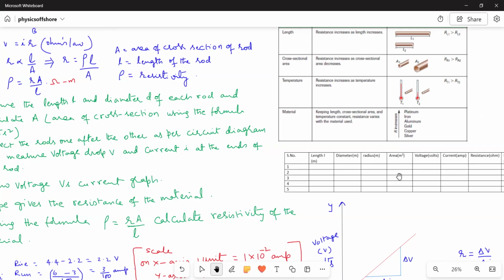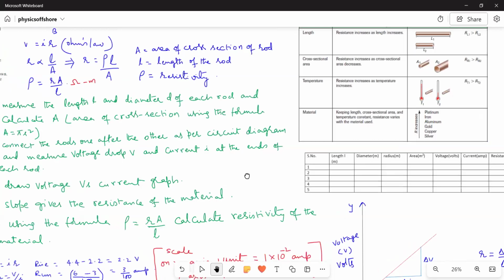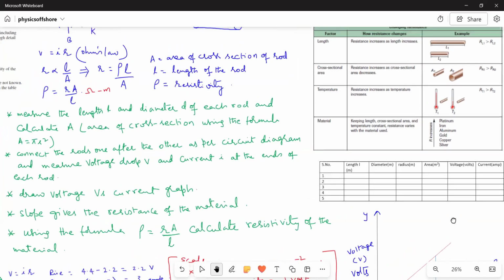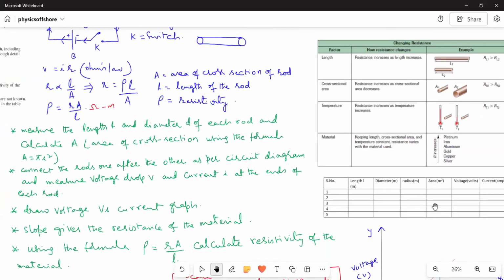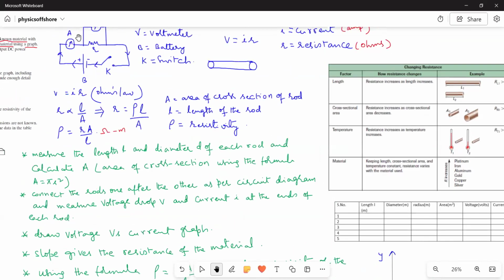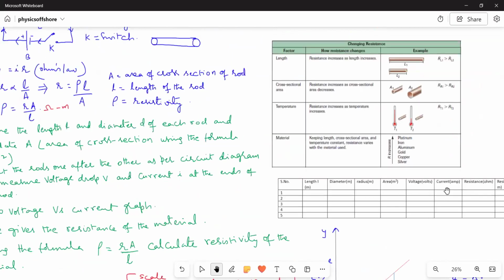Area of cross section is equal to pi r square. Here I wrote A is equal to pi r square. Using the values, you have to calculate. And once you finish these physical measurements, you take the rods and start connecting them as per the circuit diagram. Make the circuit and then start keeping the rods one after the other, and note down the voltage and the current flowing through the rods. And then you note down those values also here.